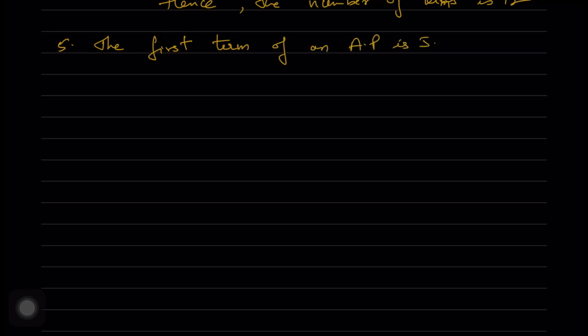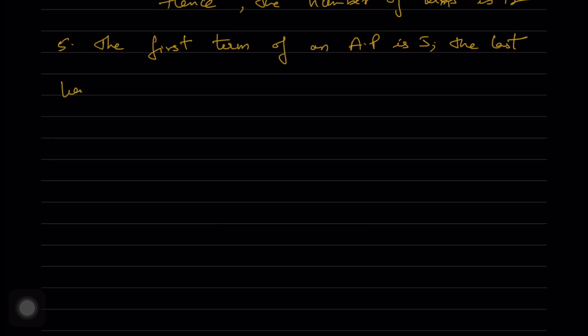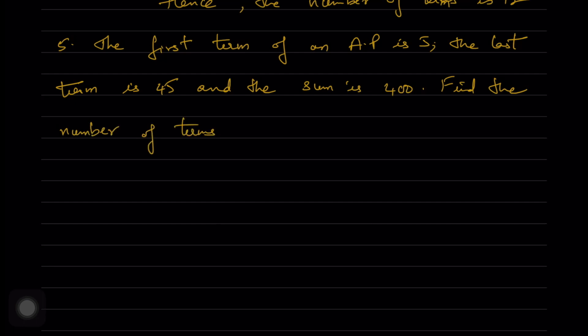The first term of an AP is 5. The last term is 45 and the sum is 400. Find the number of terms and the common difference, that is n and d we have to find out here.